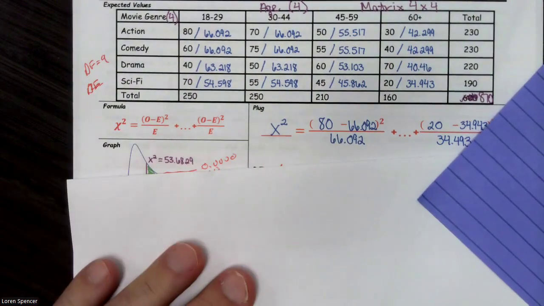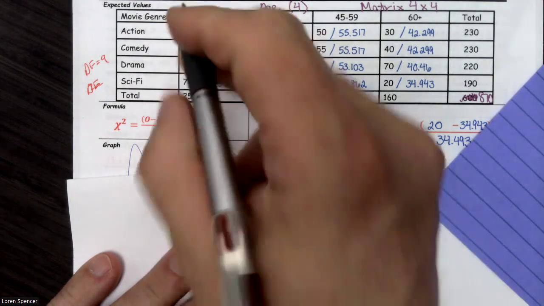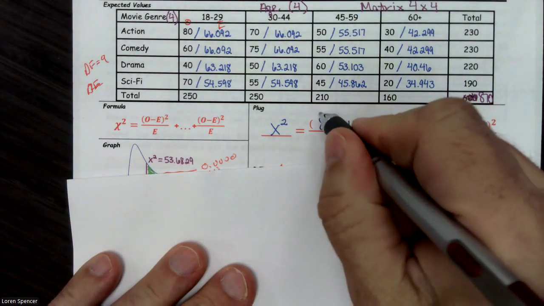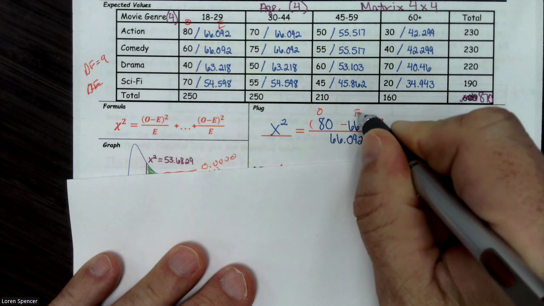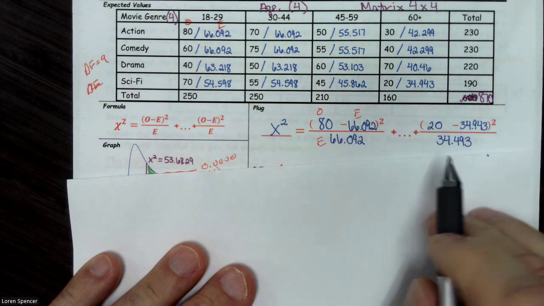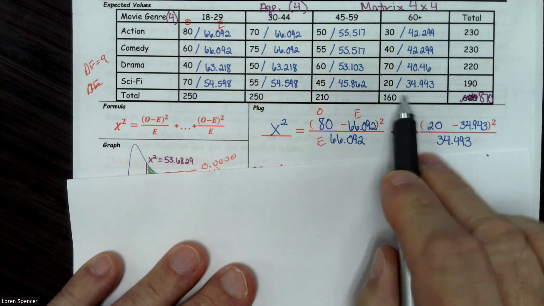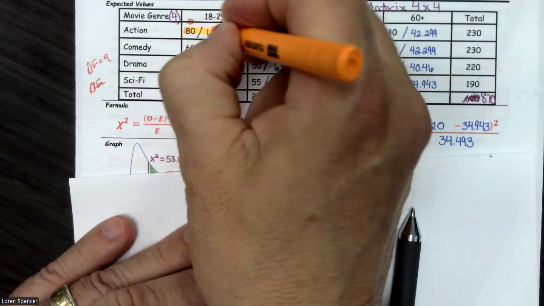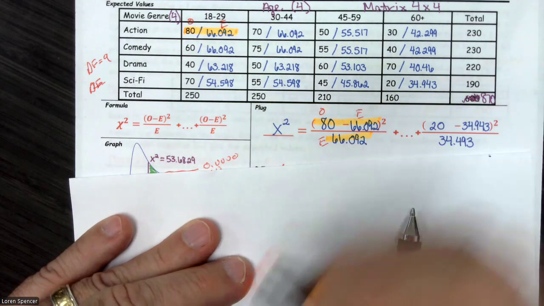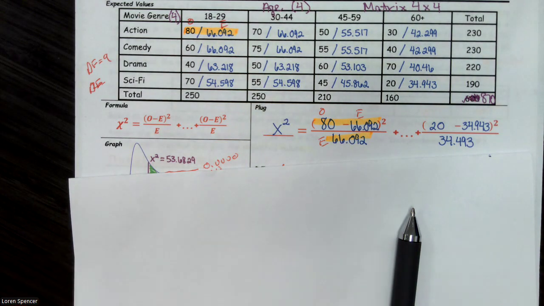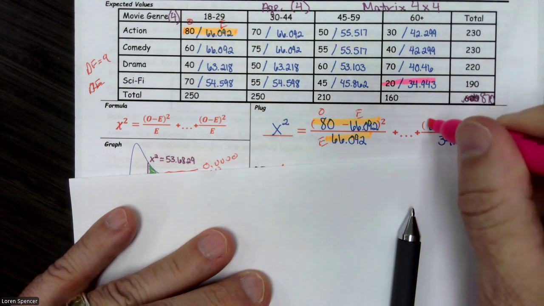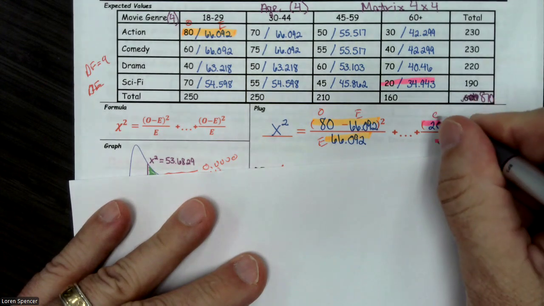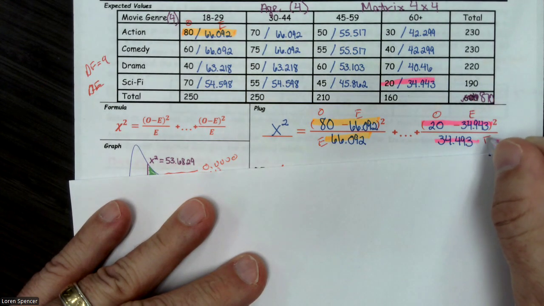So when I go to plug in, my first is 80 because this is my observed and this is my expected. So observed minus expected over expected plus, then we're going to skip to the last one. So basically, we're only going to use the first one, and then we'll also use the last one, where this is my observed, this is my expected, and this is my expected.